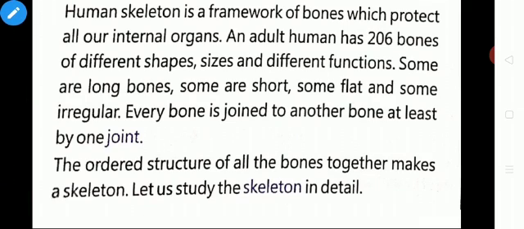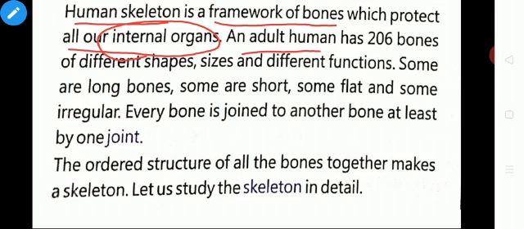Yes. What is a skeleton? Human skeleton is a framework of bones which protect all our internal organs. Which one protects all our internal organs? Human skeleton. Yes. An adult human has 206 bones. Yes, we know this. Human has 206 bones of different shapes, sizes and different functions. Yes, the bones are of different shapes. They are of different sizes and they are doing different functions.